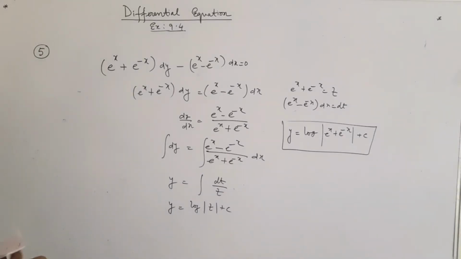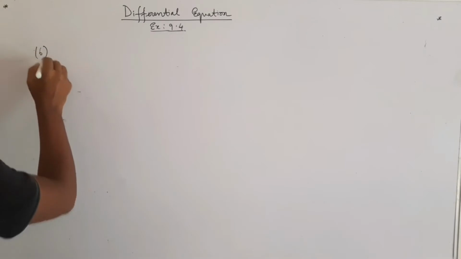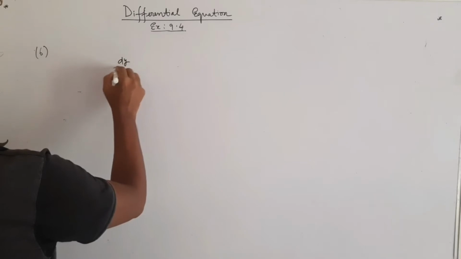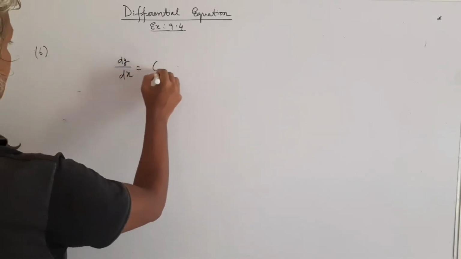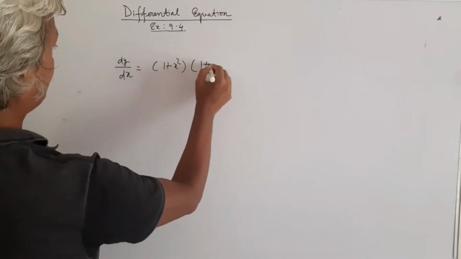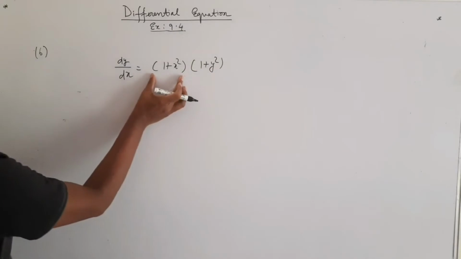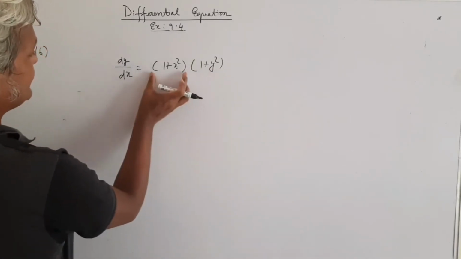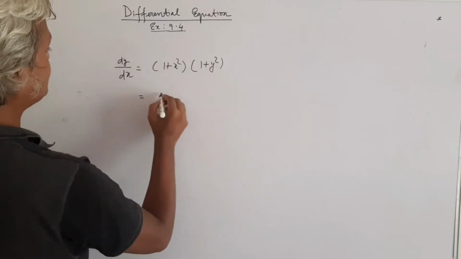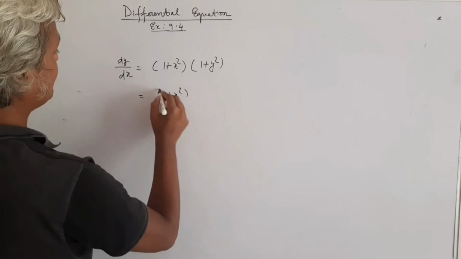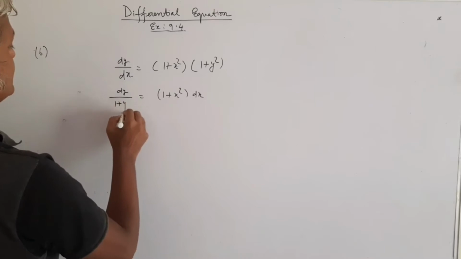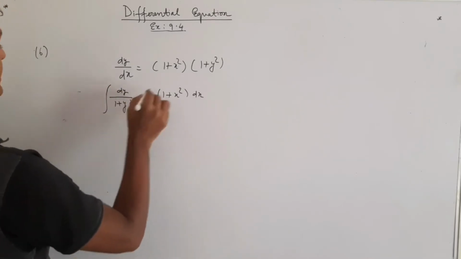So I go to question number 6. Question number 6 is dy over dx equals (1 plus x square) and (1 plus y square). This is a function of x and this is a function of y. This needs to be with dx and this needs to be with dy. So I take dx there, so it becomes (1 plus x square) dx, and this becomes dy over (1 plus y square). Now just integrate them.